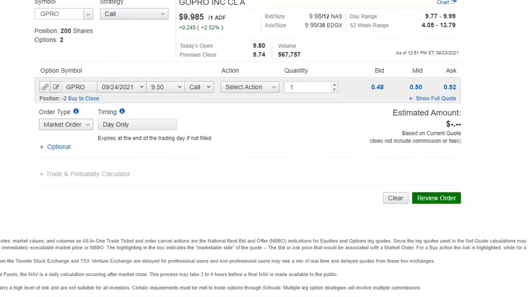Buying a call back is real similar to the way we sell it. We check GoPro, expiration the 24th. It is the 950. This is the one that we have out there. It's a call. We do have two of these out there, so we need to change the quantity to 2, and this time we'll buy to close. This is really the only time we'll use it, because most of the time we're selling the stock or selling the options. So we'll buy to close. I'll just make this a market order.